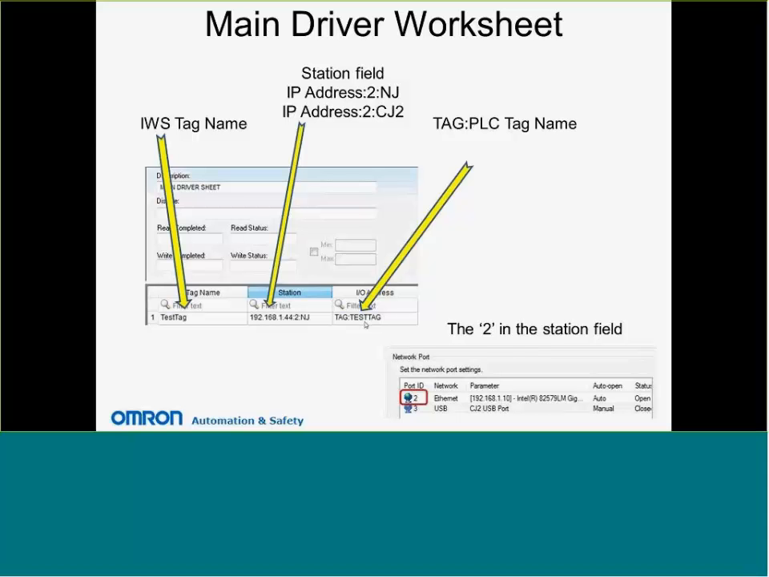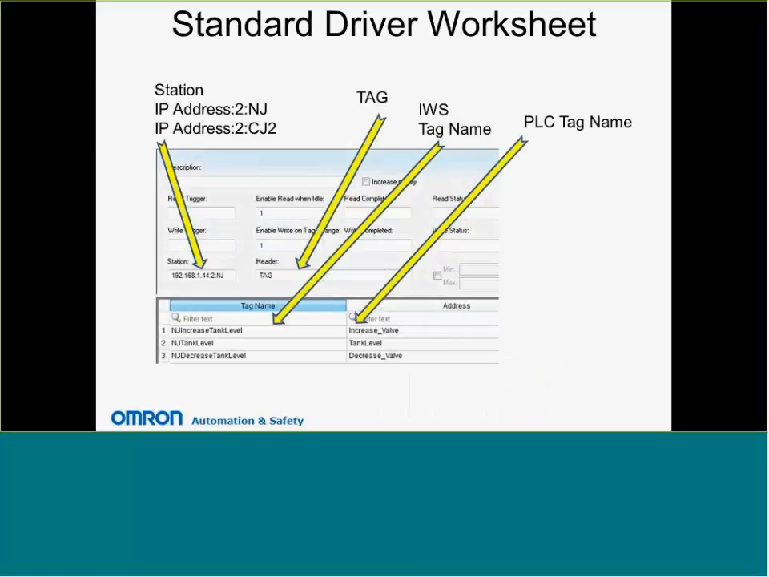So it's just simply tag and then the PLC tag name. If you are using a standard driver worksheet, you fill that out in the station field with the IP address of the device, :2, :NJ or CJ2, depending on what processor you are talking about. The header is tag, and you simply fill out on the left the InduSoft Web Studio tag name, and on the right the associated PLC or machine automation controller, in the case of the NJ, tag name.